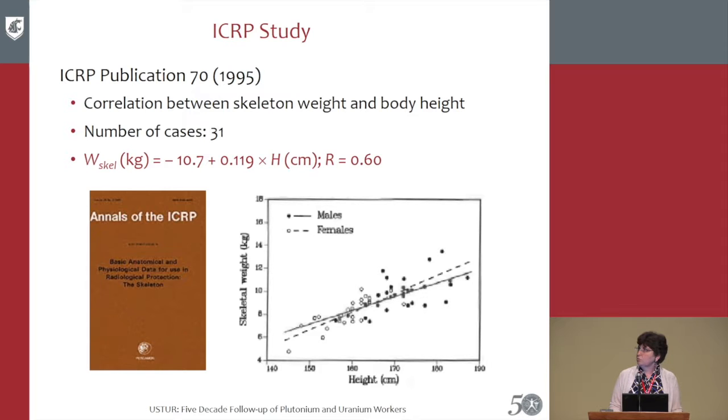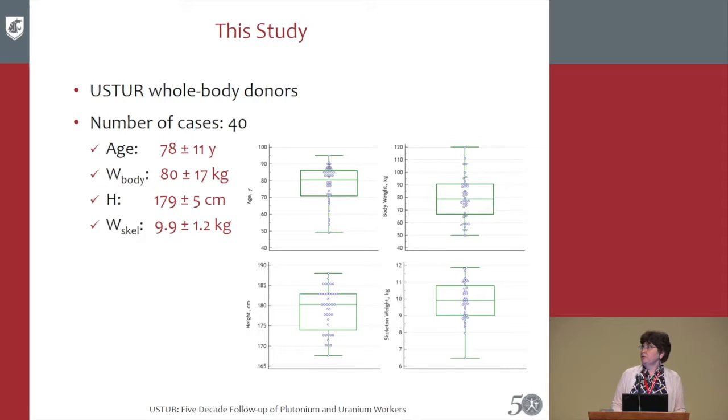And they came up with this very well-known equation, which we at the USTUR used on a regular basis until recently to estimate the skeleton weight for our partial body donors and to calculate the actinide skeletal activities from concentrations measured in selected bones. But then we realized we could do more. Currently, USTUR holds the tissue samples and the data from a total of 40 male whole body donors. And the availability of the most accurate data on skeleton weights from these whole-body donors provided us a unique opportunity to test and update the ICRP equation.